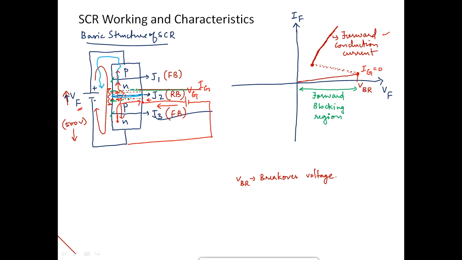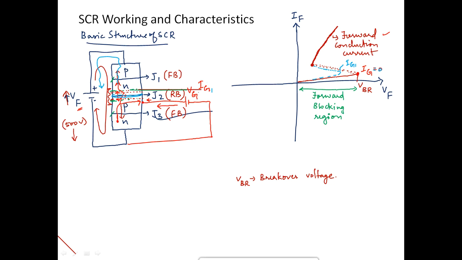So the point is, let me call it IG, and when we apply it, let it become IG1. For IG1, the characteristics appear like this. So this is the point where IG1 flows, and it is greater than IG. IG is the 0 current stage, whereas IG1 is the real current which actually flows whenever we are applying the third gate terminal.